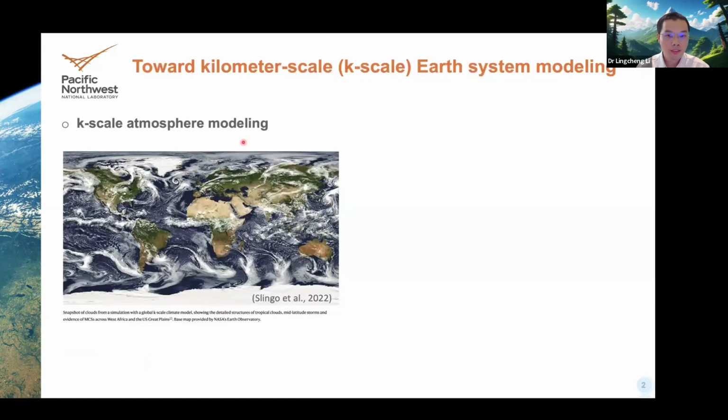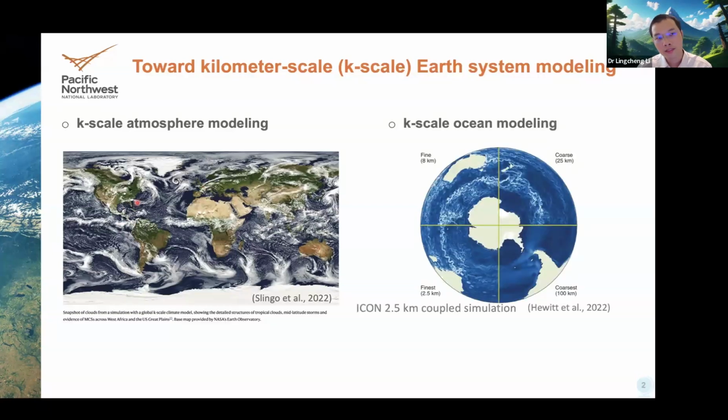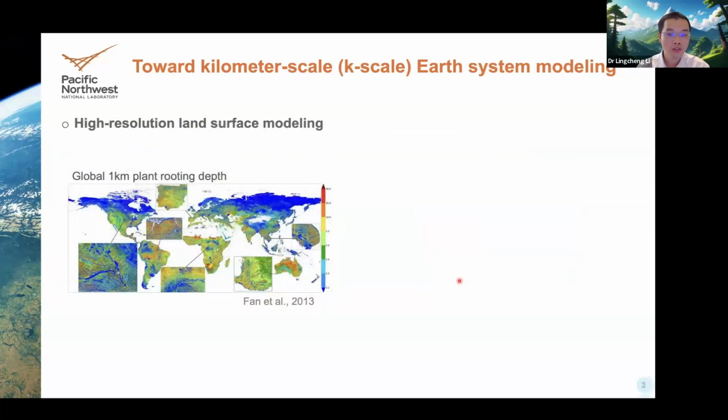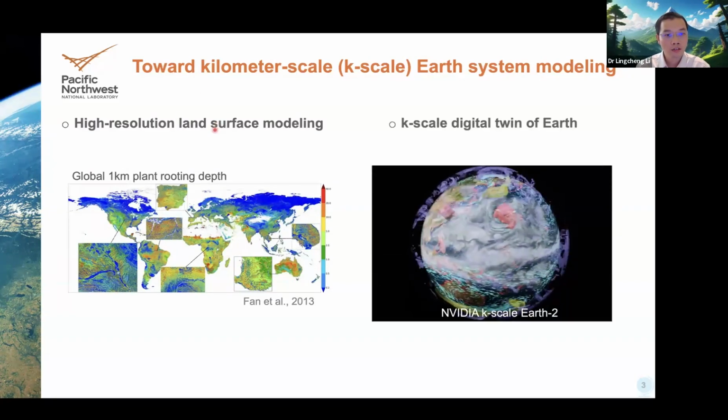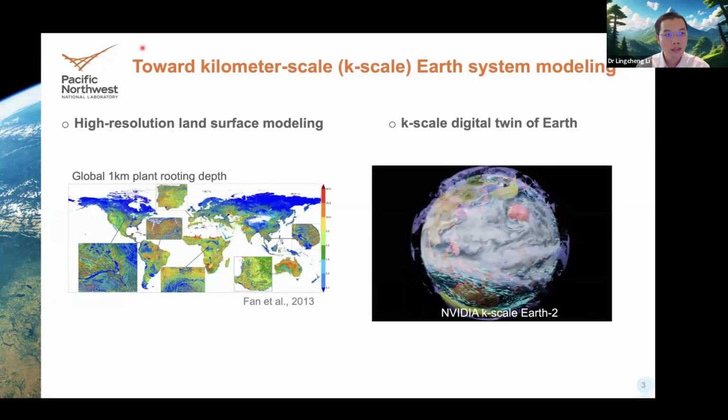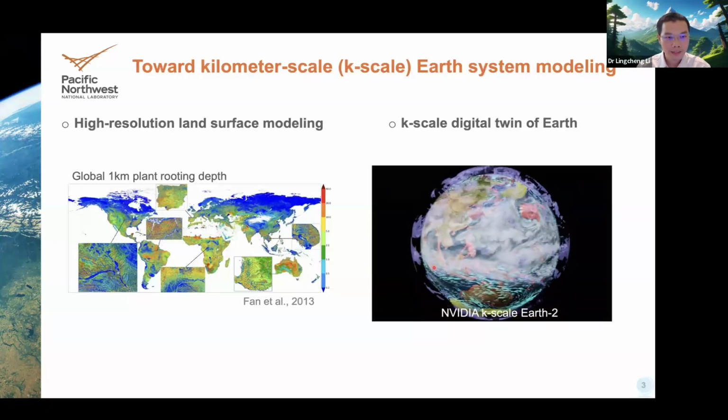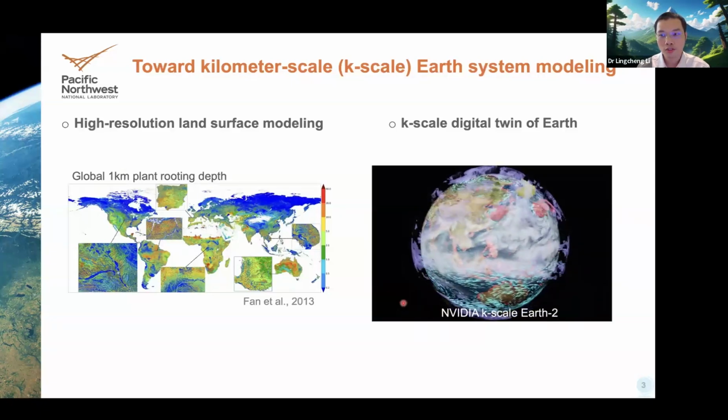Advances in computing power nowadays allow us to simulate the Earth system at kilometer scales, which I refer to as K-scale in the following presentation. In K-scale atmosphere modeling, models can capture detailed cloud structures and weather phenomena like MCSs. In kilometer-scale ocean modeling, as the resolution increases to K-scale, it can better capture and understand circulation systems and coastal impacts. The river model is also moving to kilometer-scale resolutions, like this example showing a global model with 1 kilometer river routing depths. And in recent years, machine learning and digital twins are developing very fast. Here is an example showing the NVIDIA simulations. The animation shows the kilometer-scale simulations.